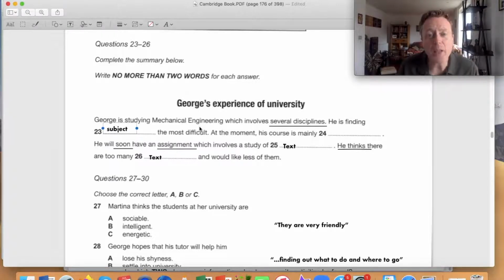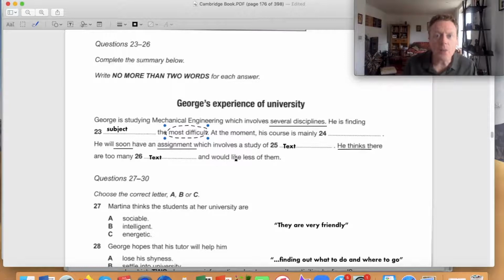And the other keyword we need, this is our pointing keyword. We also need our detailed keyword. And our detailed keyword I will circle, and that's here, most difficult. So which subject is most difficult? And now we know what we're listening for, a subject that is most difficult. So that's really how you can prepare.